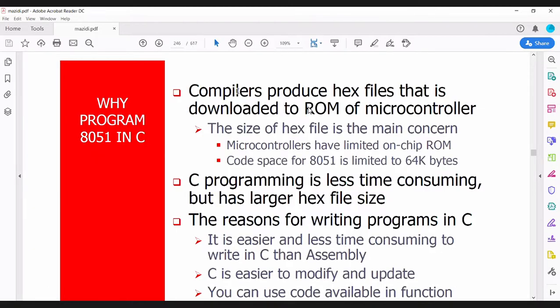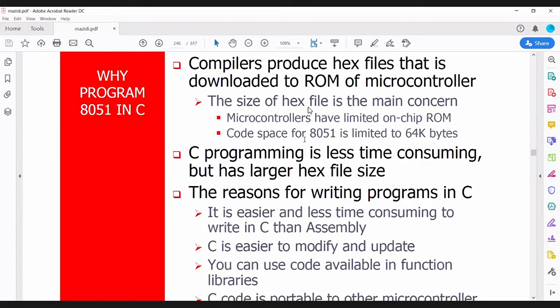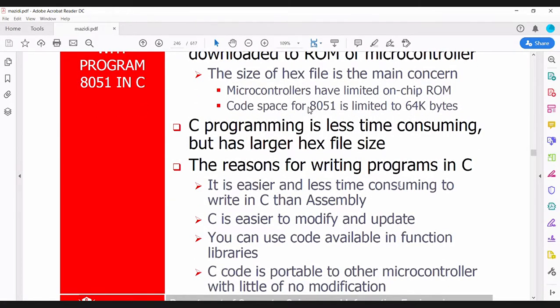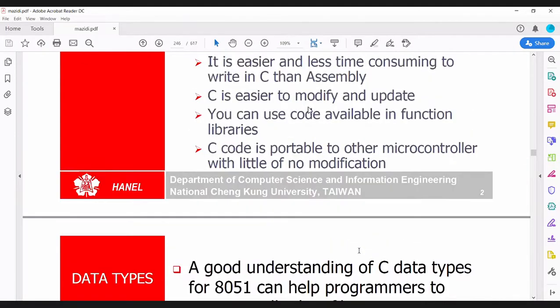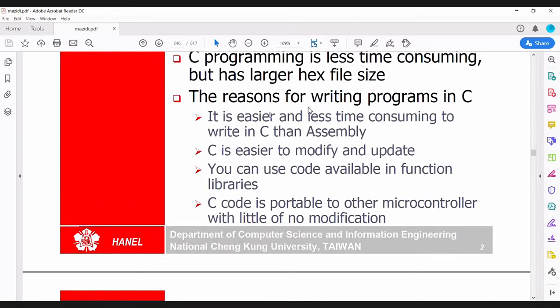The reasons for writing programs in C: it is easier and less time consuming to write in C than assembly. C is easier to modify and update. You can use code available in function libraries directly. C code is portable to other microcontrollers with little or no modification. These are all advantages of using C programming over assembly language.